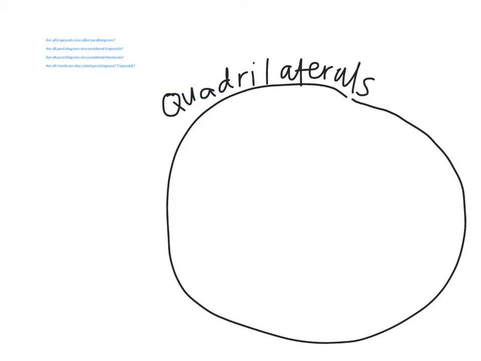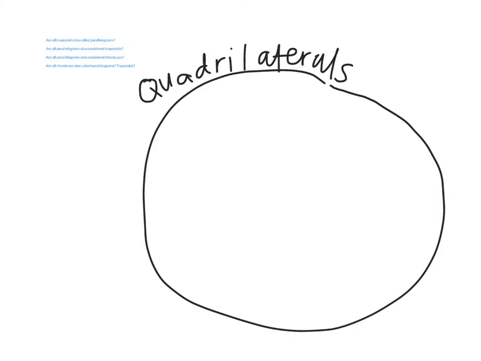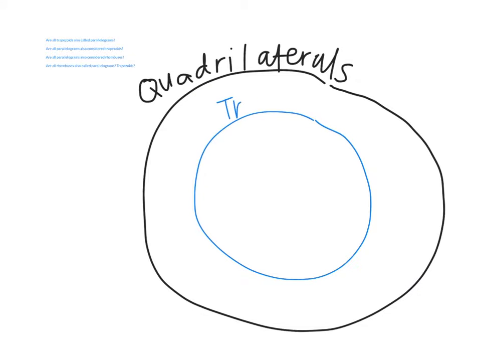So, in your notebook, draw a big circle, okay, called quadrilaterals. Now, we know that there is a special type of quadrilateral called a trapezoid. And I'm going to write the word trapezoids inside quadrilaterals because if I have a trapezoid in here, is it also inside the quadrilateral circle? Because all trapezoids are also quadrilaterals.